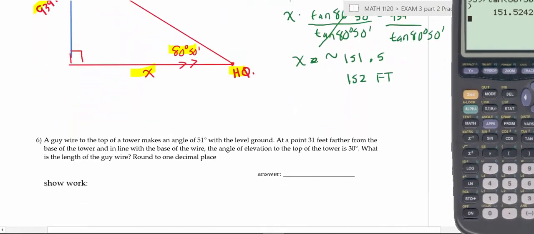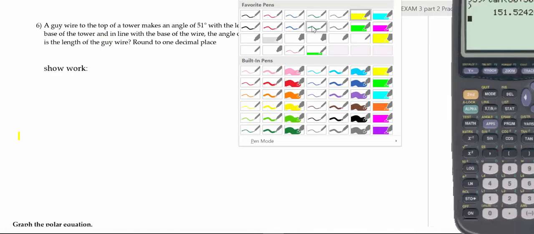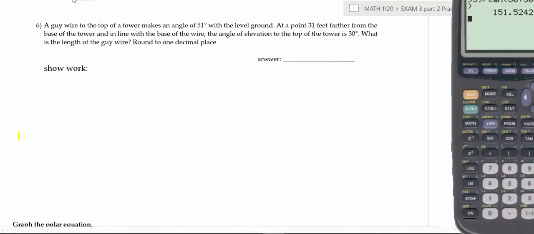So now at the bottom of the page, the next thing we want to look at is this one. This problem is saying that you have a guy wire to the top of a tower, makes an angle of 51 degrees with level ground. At a point 31 feet further from the base of the tower and in line with the base of the wire, the angle of elevation to the top of the tower is 30. What is the length of the guy wire? So again, let's go ahead and get a diagram built on this.